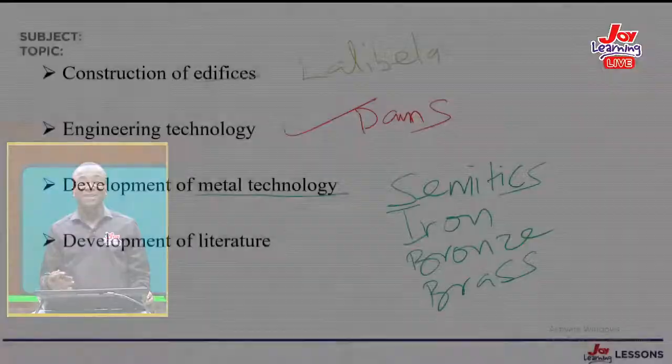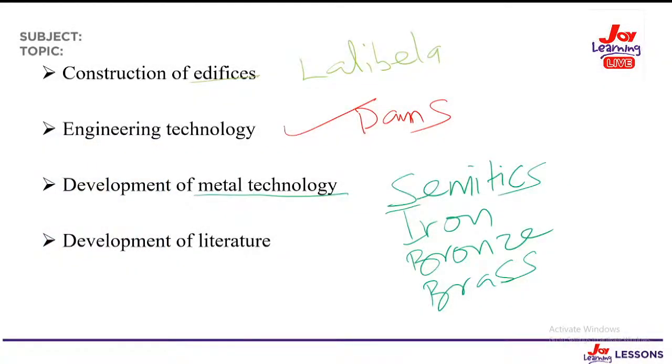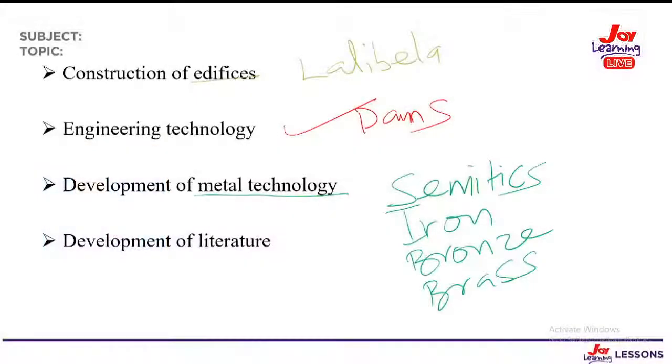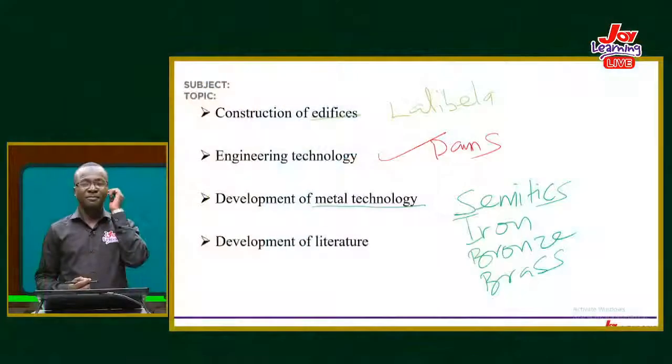And as a result of that, they also could use the iron to produce various weapons, which they used for military purposes. And so Axum was now able to develop the ability to work with metals when they came into contact with the people of Saudi Arabia, who came to settle amongst them.